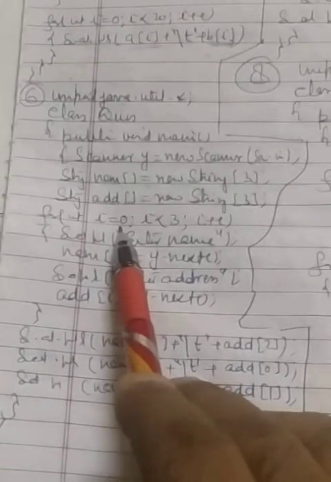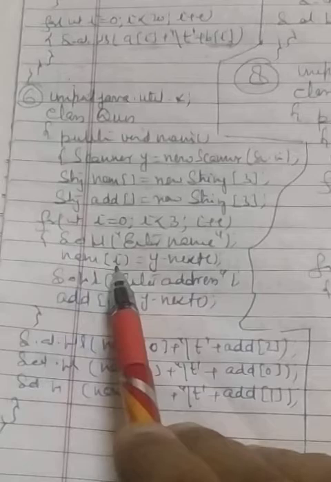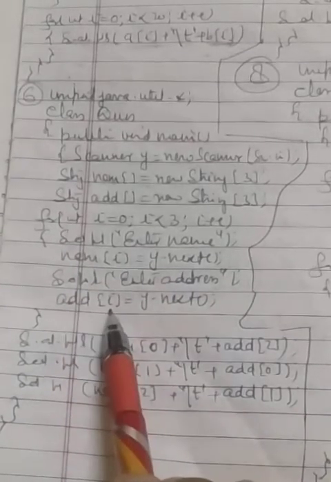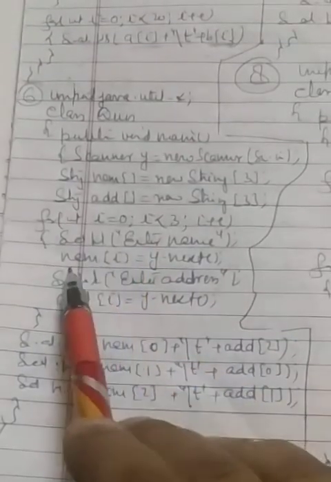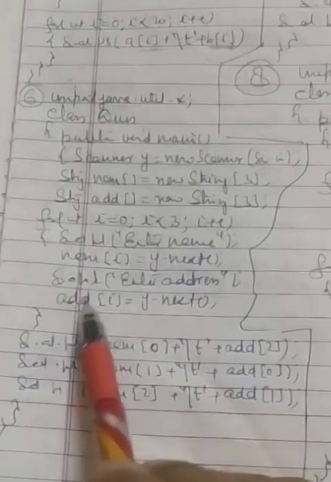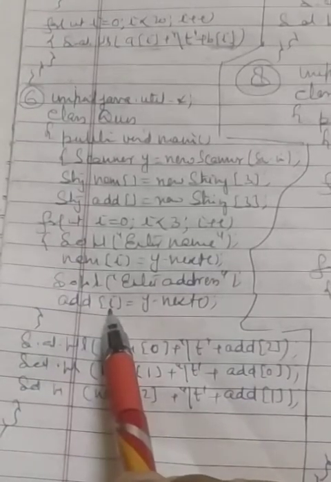When the value of I will be 0, the first name will go in NAM 0, the first address will go in ADD 0. When I will be 1, the next name will go in NAM 1, and the next address will go in ADD 1. And this way you will fill both the arrays.